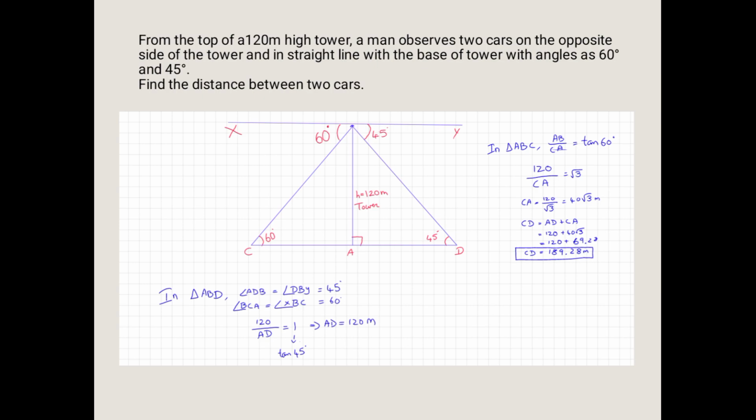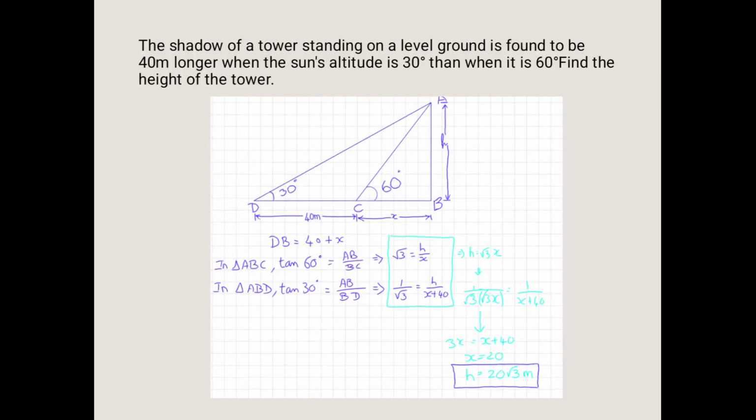In order to find that, start from the triangle ABC. You take the tan value of 60 degrees and also the corresponding tan 45 degrees value, with their corresponding opposite side divided by adjacent side, and you will get the total length, that is the distance between the two cars. The total length CD will be 189.28 meters.